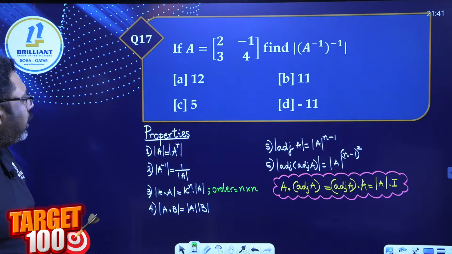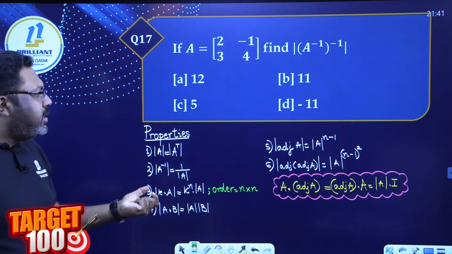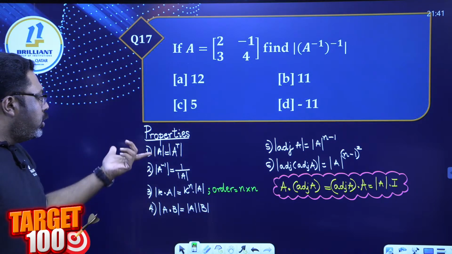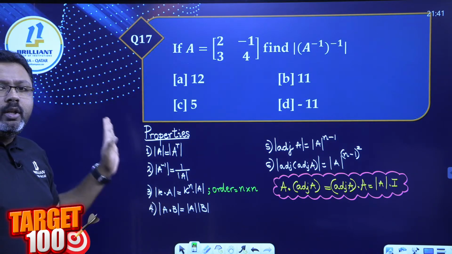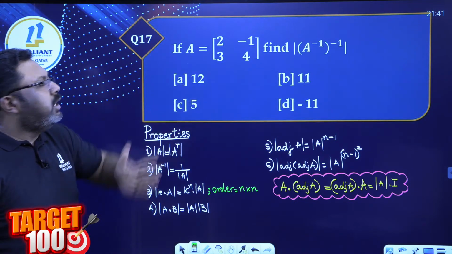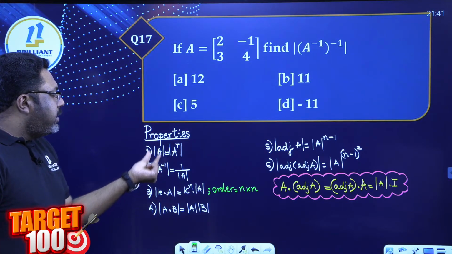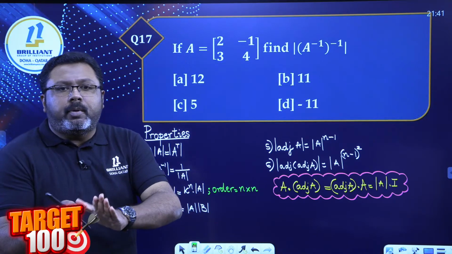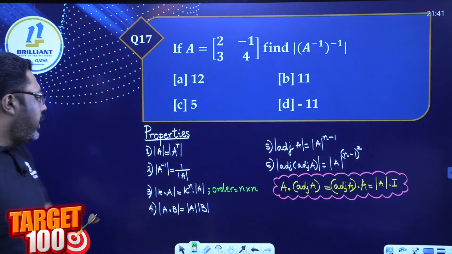Question number 17. From this question onwards, we have a few properties based on determinants. I've already prepared the properties for you. Those who have not learned it, please go through it now itself. Others, if you know it, you can just start answering question number 17. The first one says, determinant of a matrix is the same as the determinant of its transpose. Even if you take the transpose, the determinant will be the same as the matrix determinant.